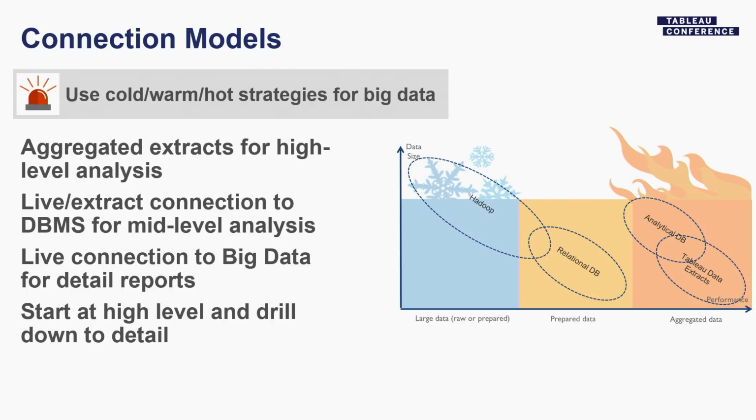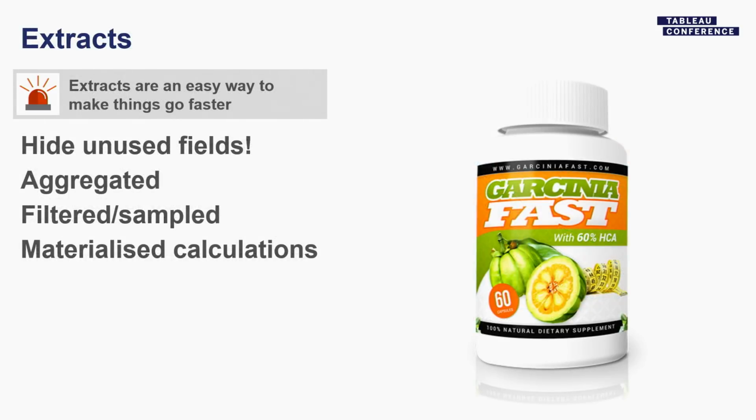So there have been other sessions on this hot, warm, cold strategy, and I would urge you to try and review them if you can. But having said that, extracts are a great way of making things run faster in Tableau. We've had the extract engine since, I think, version 6. We've just introduced Hyper last year. Hyper gets better and better and better, but don't just blindly create extracts off of your entire data set.